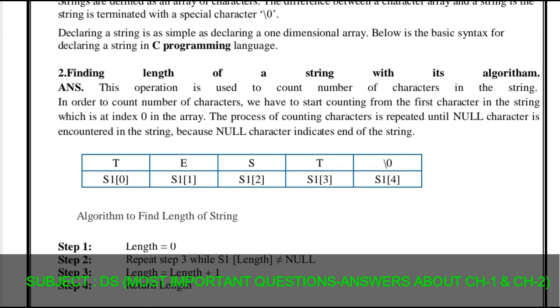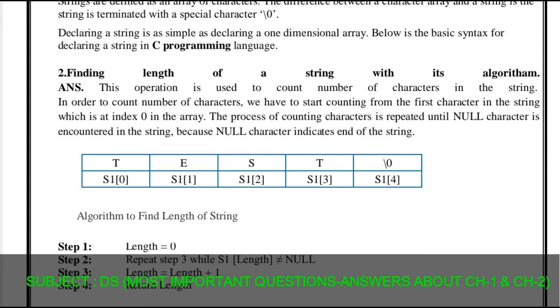The process of counting characters is repeated until the null character is encountered in a string, because the null character indicates the end of the string. Here, test is our string. Now let's start counting from the first character of the string. Whenever we start counting, the first character of the string must be counted with index 0.